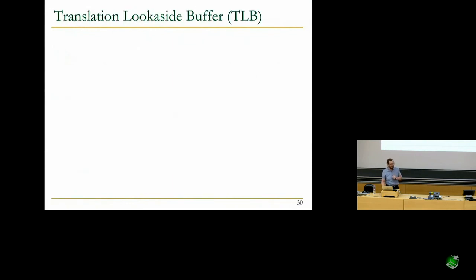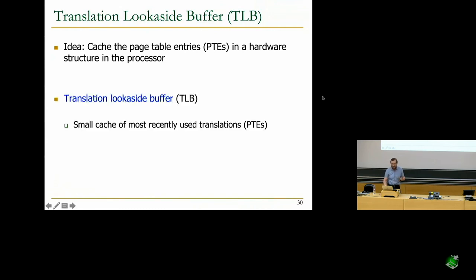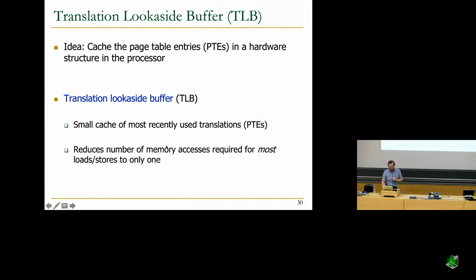And what does clever mean? Clever means adding more caching. If you've heard about translation look-aside buffers, that's essentially a cache of the page table entries that is stored in the processor. The idea is to cache the page table entries in a hardware structure in the processor. It's called the translation look-aside buffer. It's a small cache of most recently used translations, page table entries. It reduces the number of memory accesses required for most loads and stores to only 1. Basically, you don't go to the memory to access the page table. You first search the TLB.